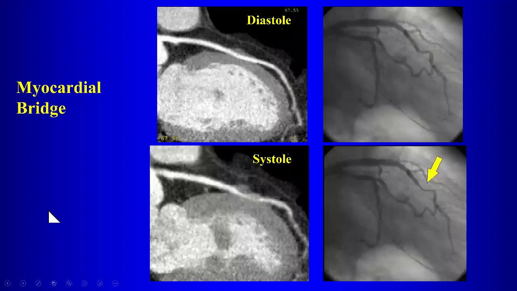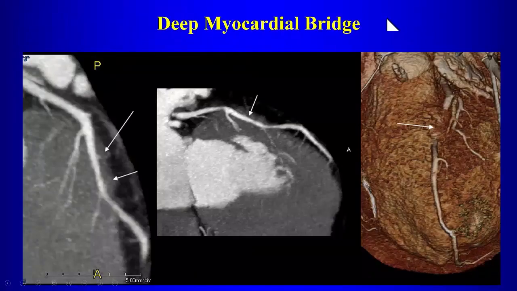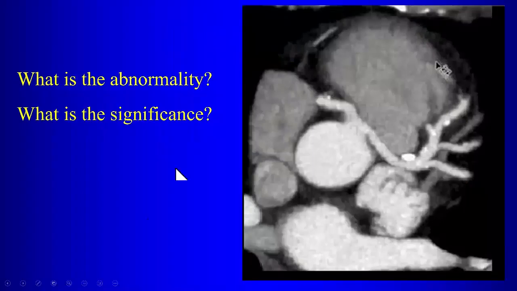Okay, so in some cases, if it narrows enough, it might cause ischemia. But in most cases, myocardial bridges are incidental findings. Most bridges are superficial, but sometimes you can have deep bridges. So if it dives deep into the myocardium greater than 3 millimeters, or if it takes a bend, as you see here, those are the ones that are more likely to be symptomatic, the deep myocardial bridges. Then here on a volume render view, you can see the coronary artery actually disappears because on this volume render view, you can't see through the myocardium as the coronary artery dives down into the myocardium there. So that's a deep myocardial bridge.